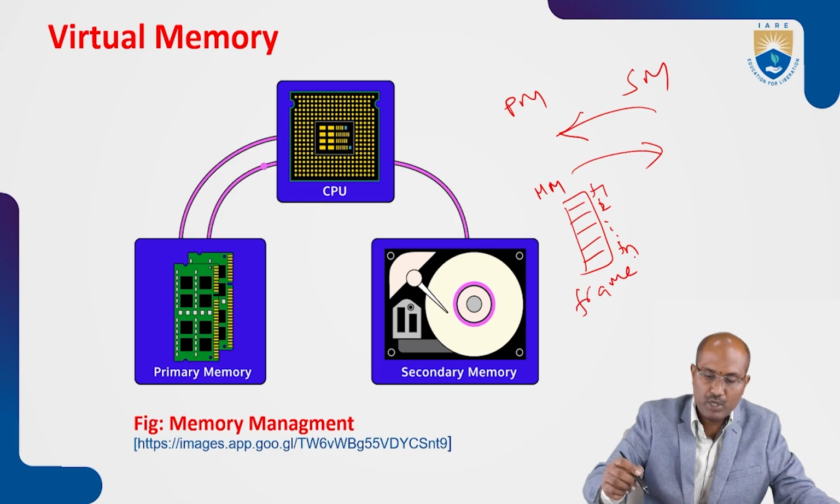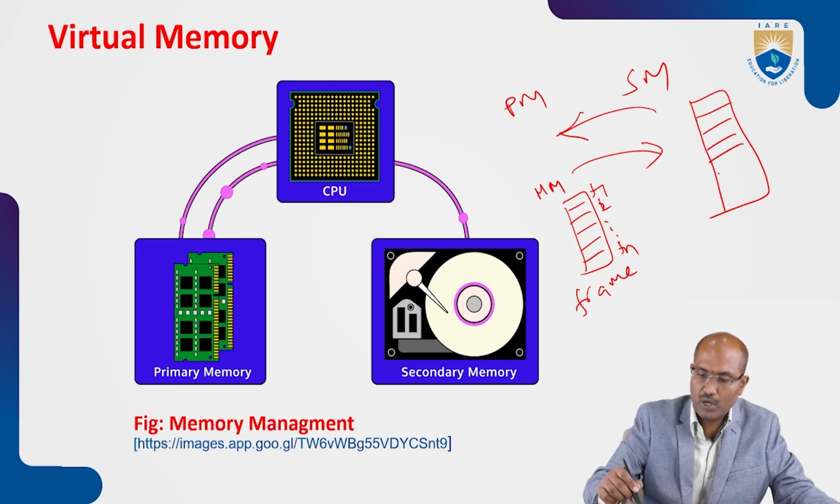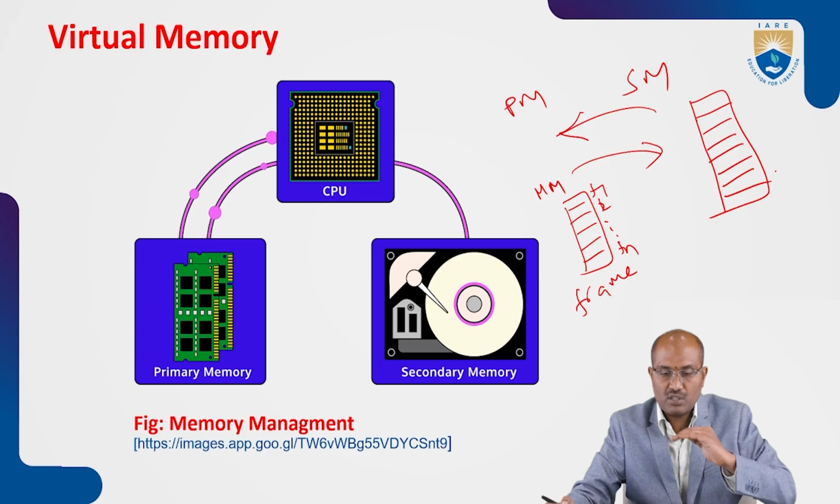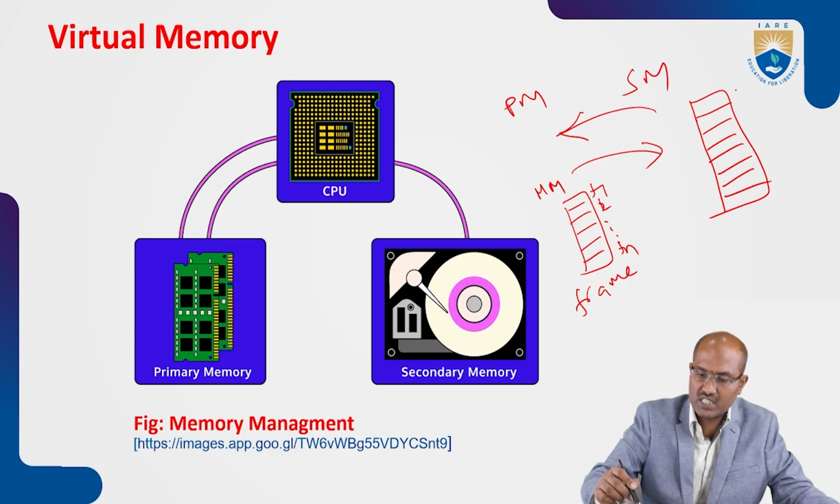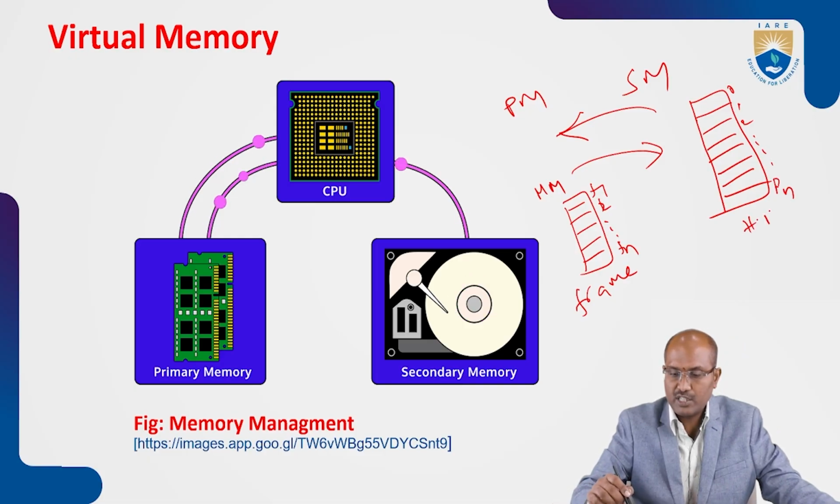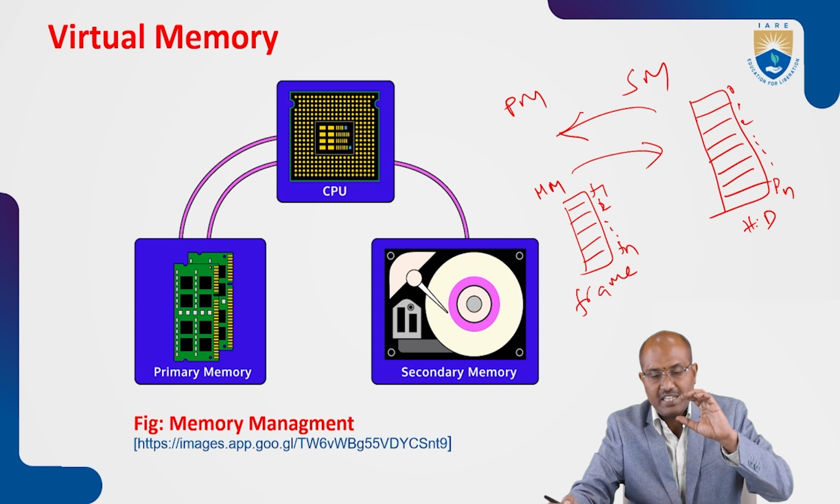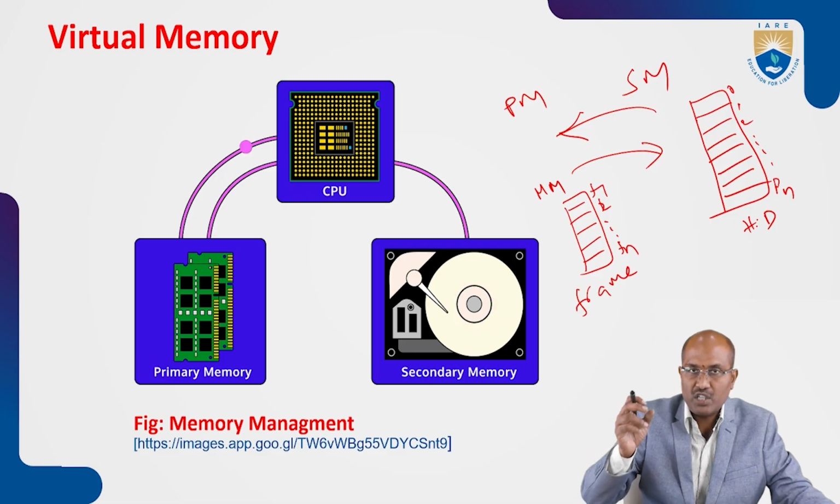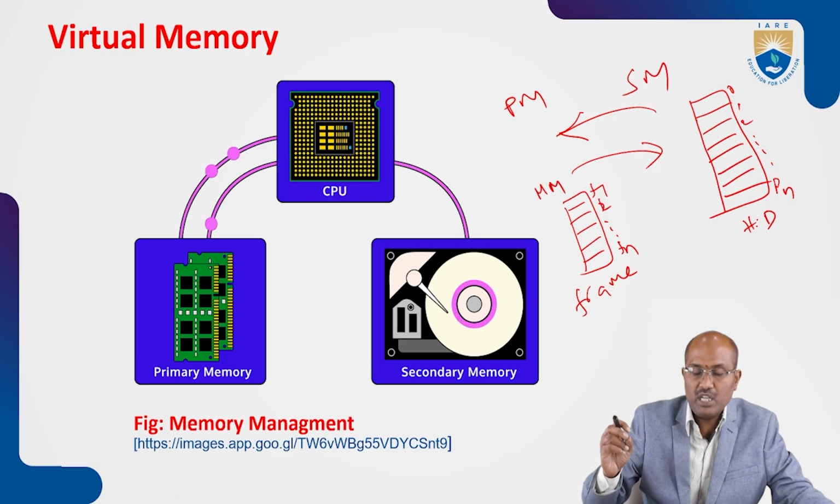In the secondary memory also, I am going to divide the secondary memory into different partitions. These partitions I can represent as pages: page 0, page 1, page 2, and so on, n number of pages, in the hard disk or secondary storage devices. The different partitions in the main memory are called frames, and the different partitions in the secondary memory are called pages.